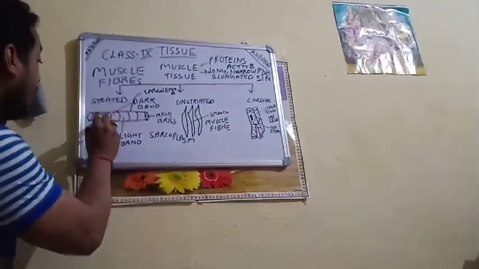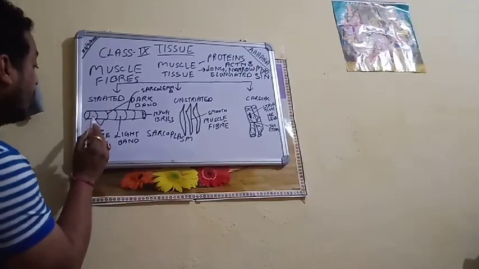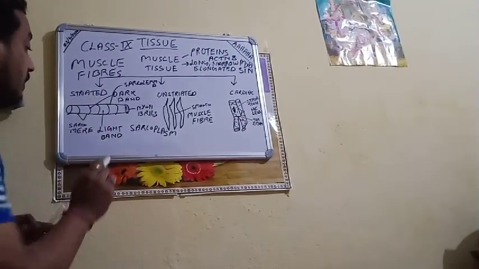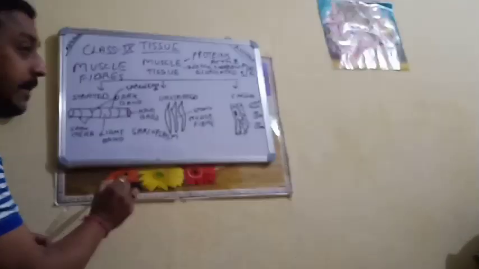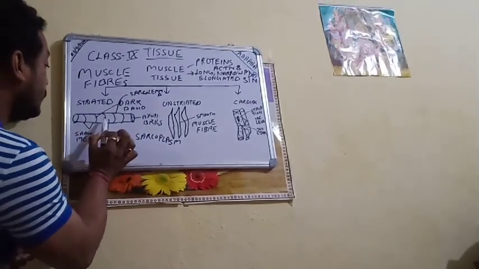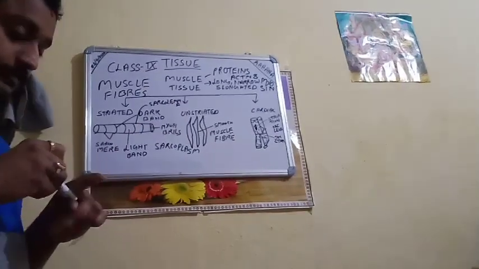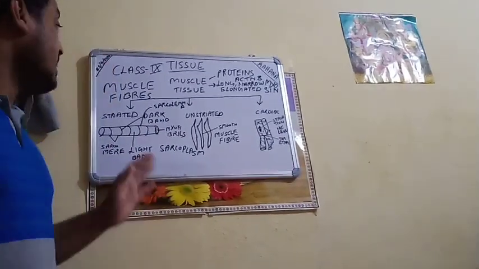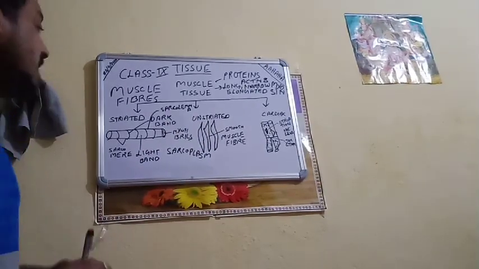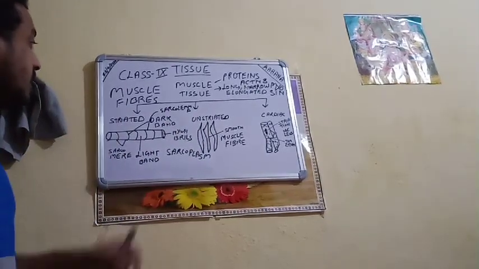Dark band, this black color, and an alternate arrangement of the dark and the white band. See, dark band, white band, again dark band, again white band. So you can say dark band, light band also, or dark band, white band also. So, an alternating arrangement of the dark and the white band. I hope it's clear to you. Next one is the unstriated muscles. Before going to unstriated muscles, let us have a final touch on this striated muscle.